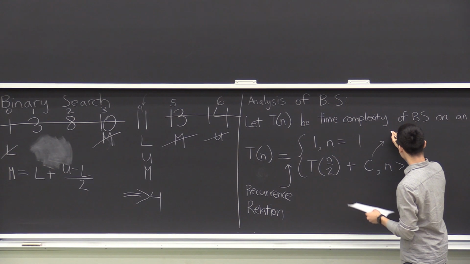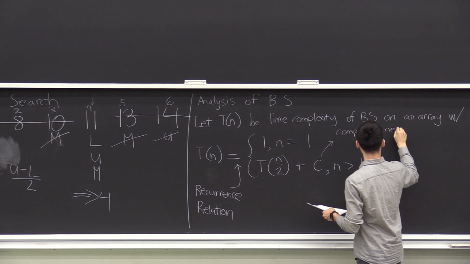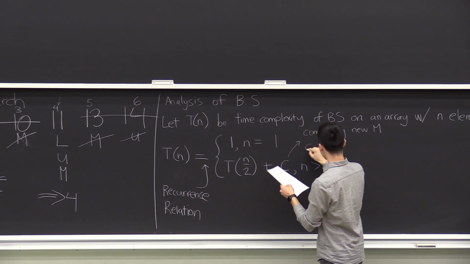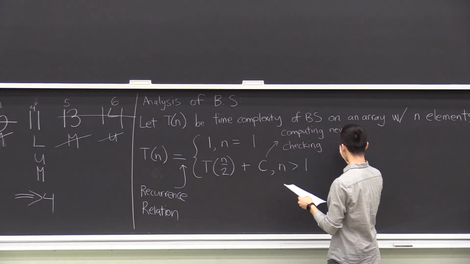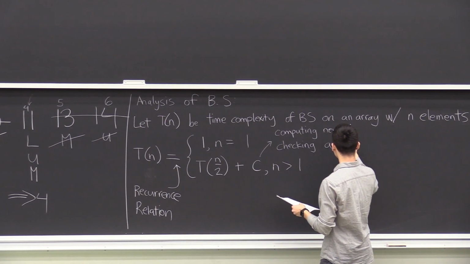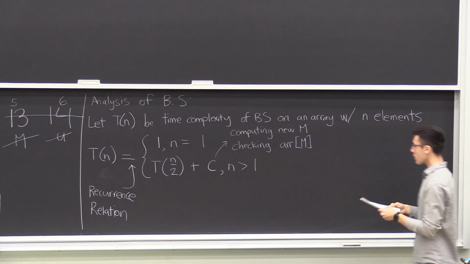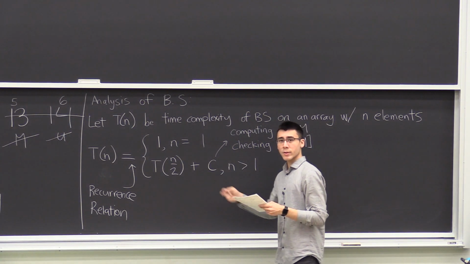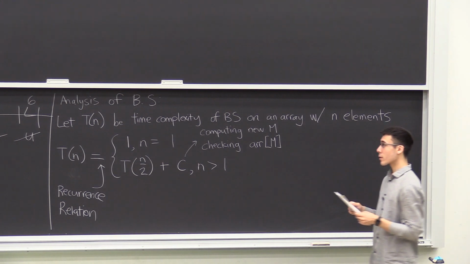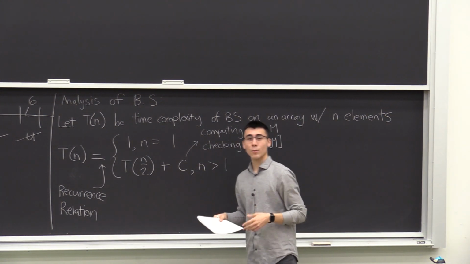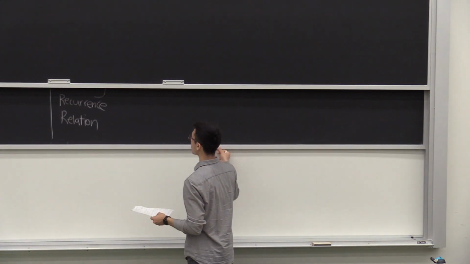So this c is basically the time needed to compute a new m, and checking the array at index m. Okay? So that's the recurrence relation. And one way that you can actually solve recurrence relations is to draw something called a recursion tree. Okay? So let me just draw it up here.